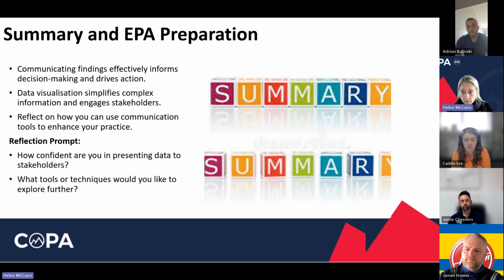So have a little bit of a reflection. How do communications of findings contribute to your role? Communicating findings ensures data is understood and actionable, and data visualization simplifies complex information and engages stakeholders. So you should be able to reflect on how you use these tools and techniques to enhance your practice, and hopefully strong communication skills are essential for both professional and personal success.